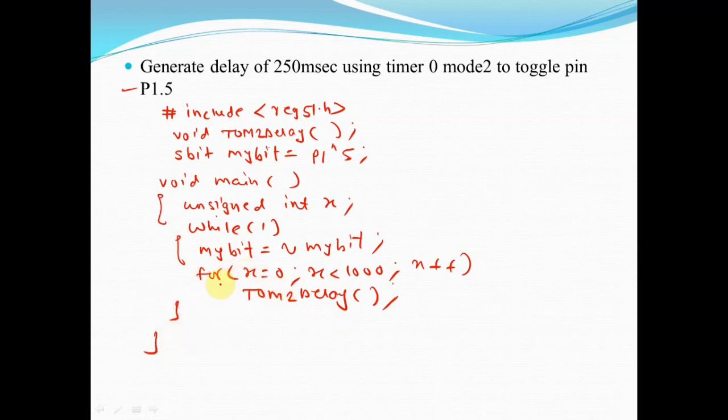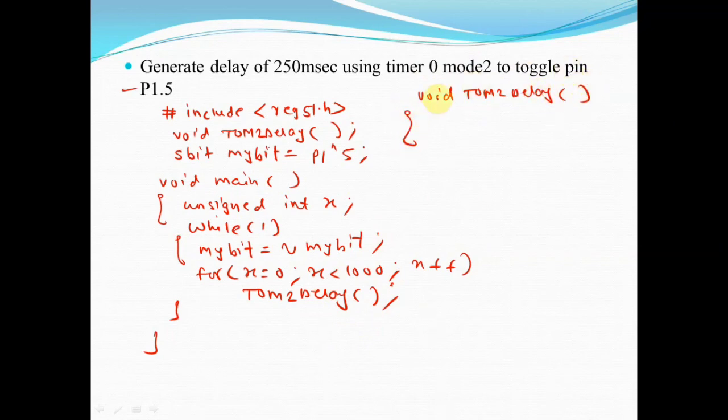So what will happen here? Initially the value of x is equal to 0, and it will call the routine. When the routine is called, the control will be sent to the routine. But here I have not written the delay routine. So now we will write the delay routine. This is the function definition, T0M2 delay.